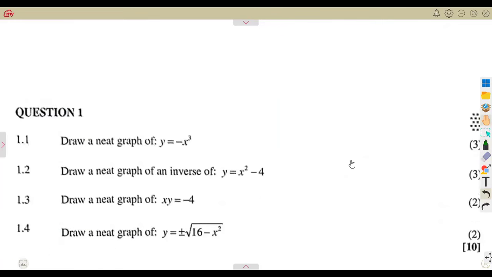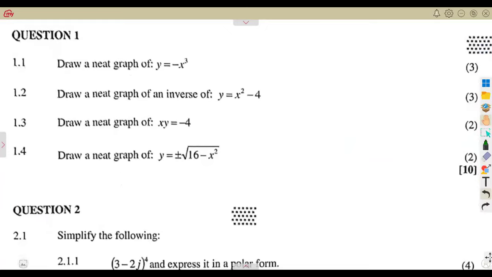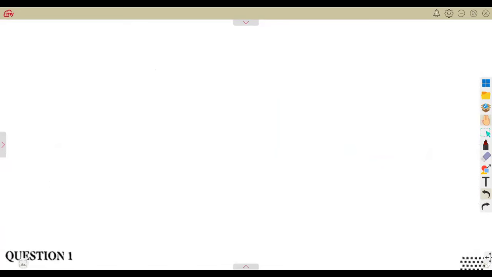Okay, so let's see. From this, draw a neat graph of an inverse of this function. The inverse. Take note, the inverse. Okay, let's talk about the function first. We are given 1.2. The function is given as y is equal to x squared minus 4. But what we need from this function is its inverse.